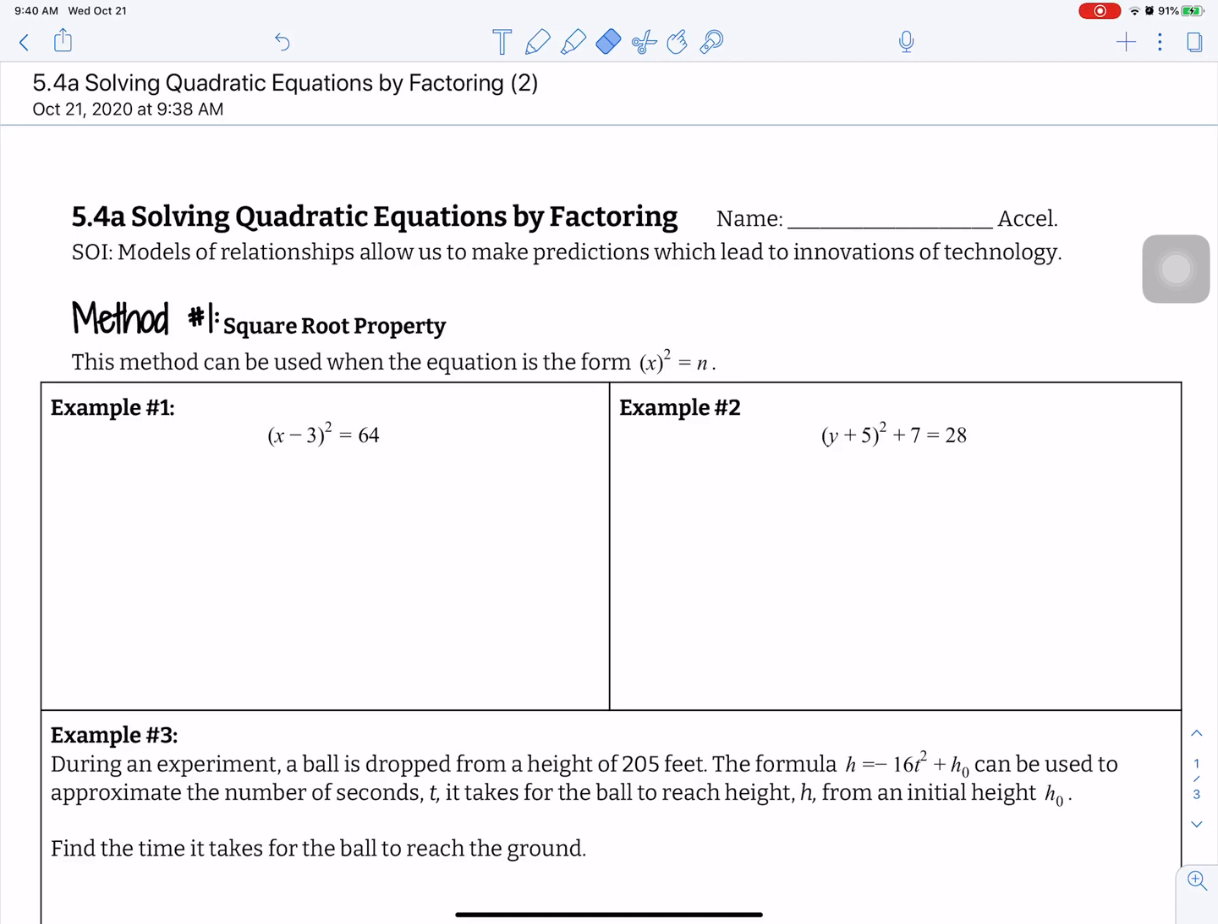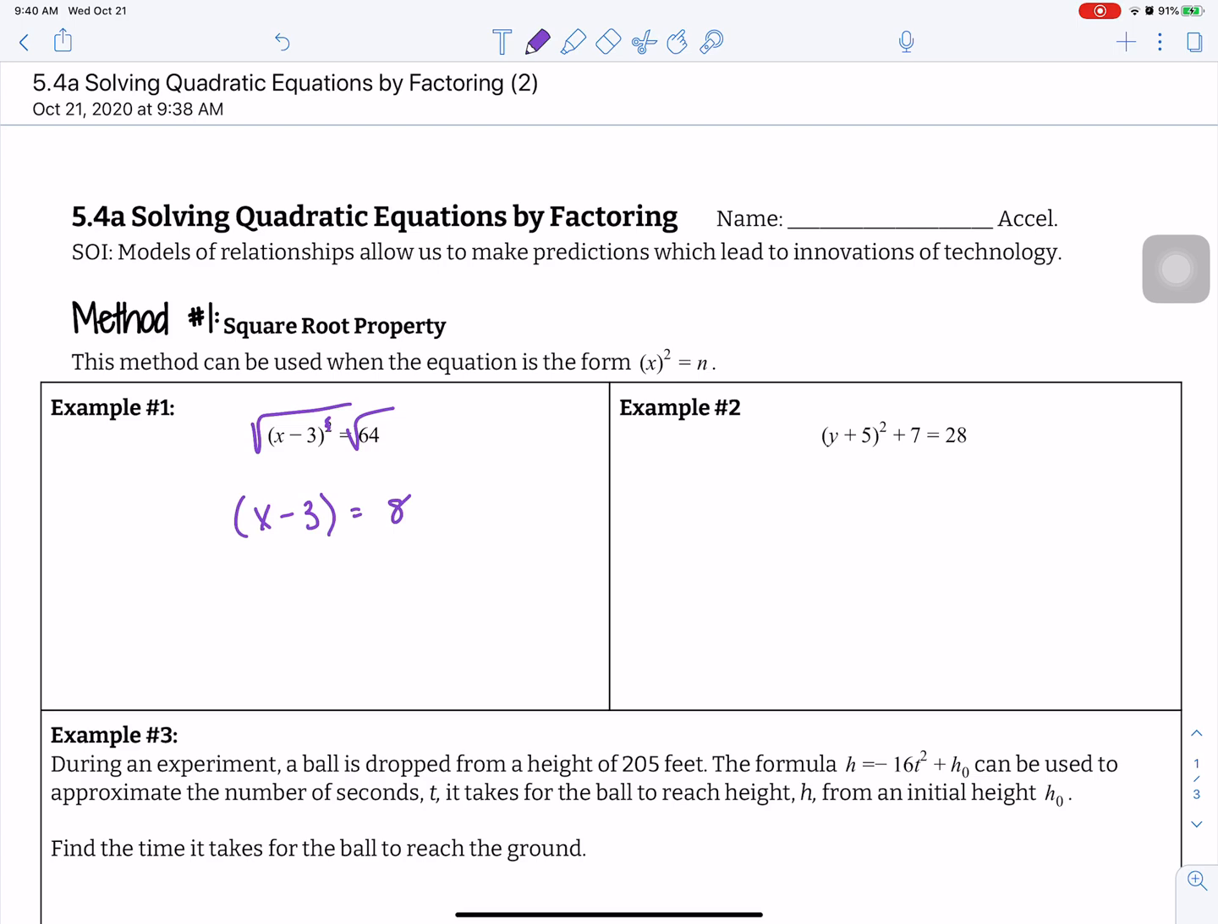So we're going to use a couple different ways to solve our equations. If they're in the form that we have some quantity squared is equal to a number, we're going to use the square root property. And to do that, I'd get my quantity all by itself. So in this case, the x minus 3 squared. And then I can take the square root. When I take the square root, this squared will cancel out, leaving me just x minus 3. And then that would equal the square root of 64, which is 8.